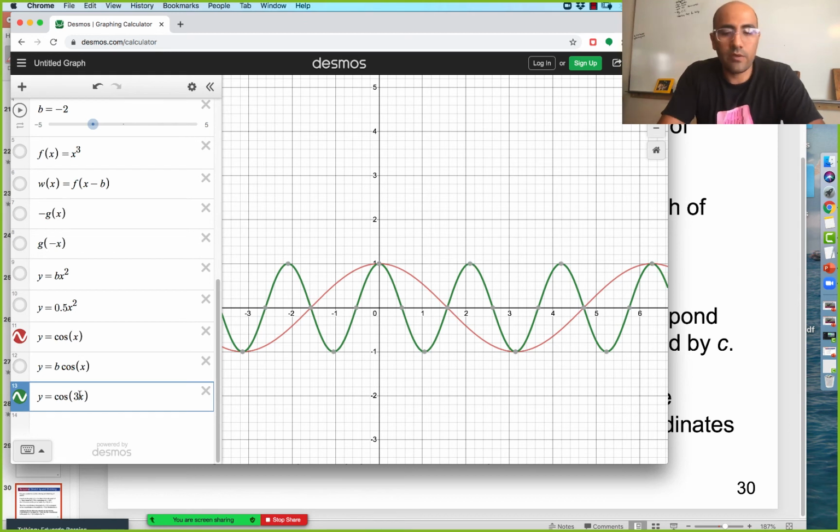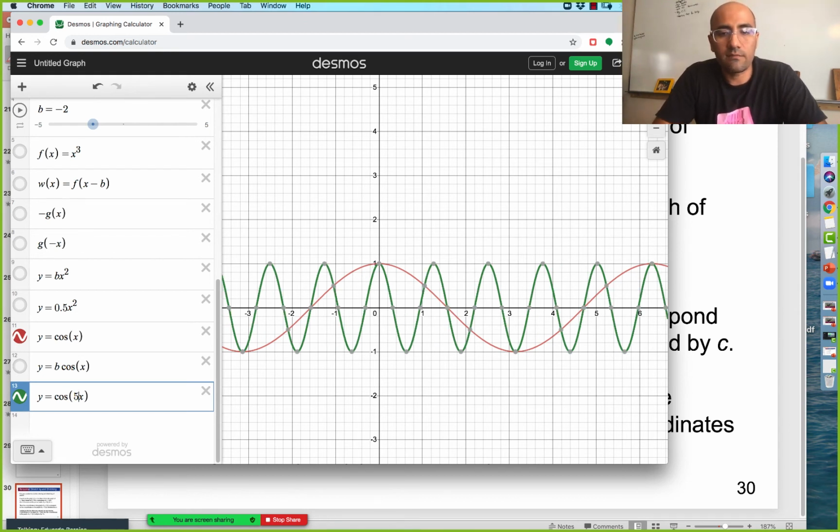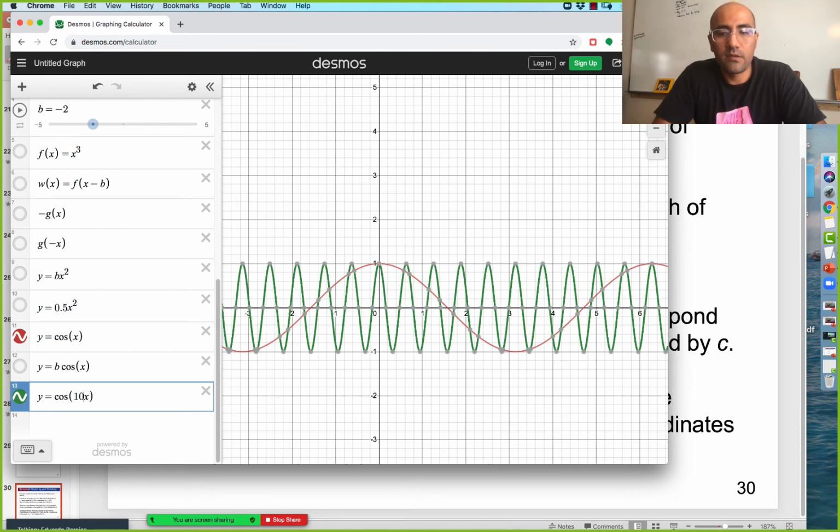The bigger this number is, the faster it'll oscillate. So now I'm squeezing in 5 complete periods of cosine in the space where I normally squeezed in 1, or even faster, I can do 10 of them, 10 different cosines, right? So these little green ones oscillate back and forth 10 different times in the same space where the regular cosine function would have done only 1.